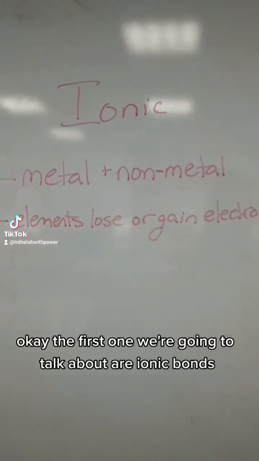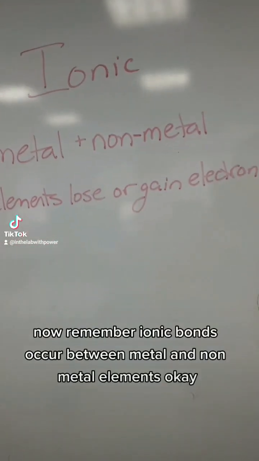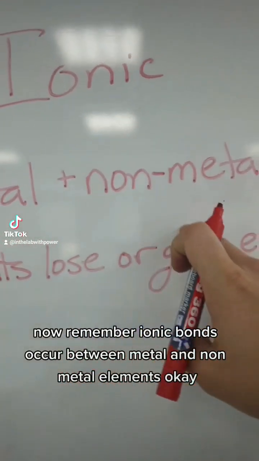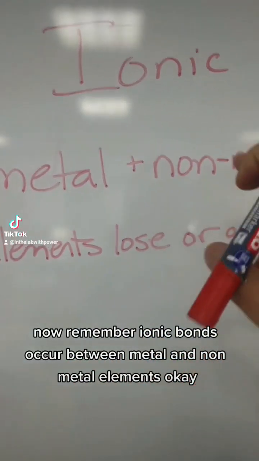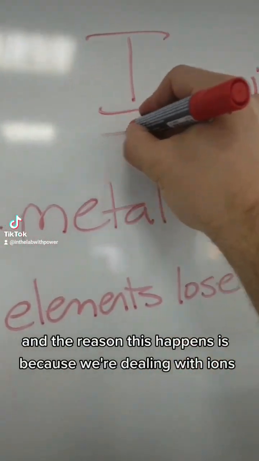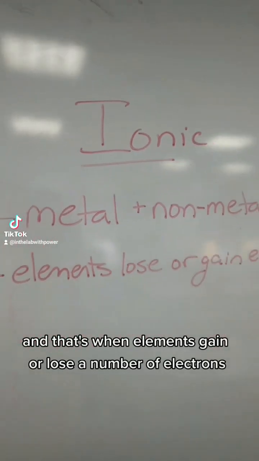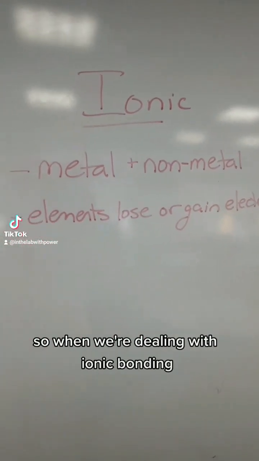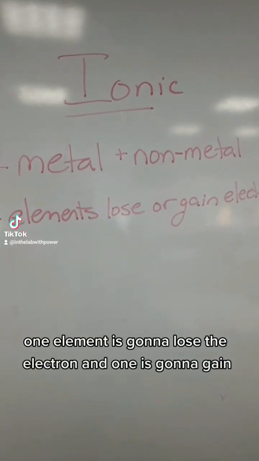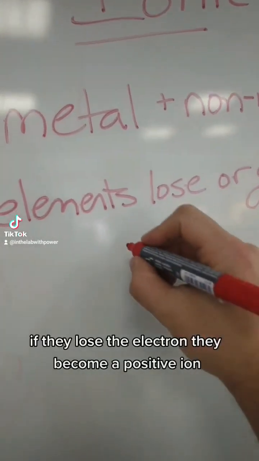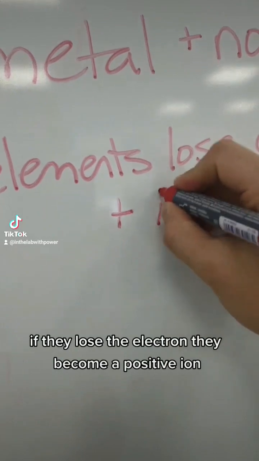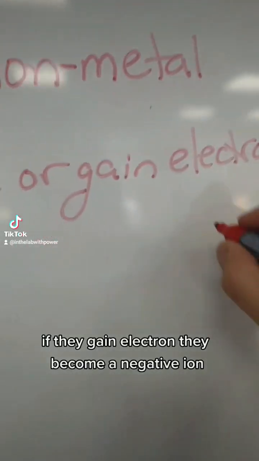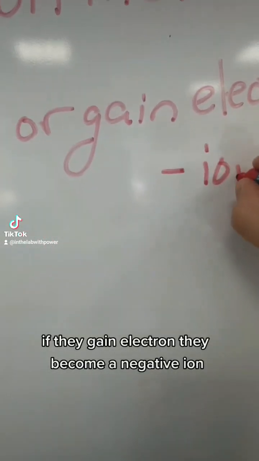Okay, the first one we're going to talk about are ionic bonds. Now remember, ionic bonds occur between metal and non-metal elements. Okay? And the reason this happens is because we're dealing with ions, and that's when elements gain or lose a number of electrons. So when we're dealing with ionic bonding, one element is going to lose the electron and one is going to gain. If they lose the electron, they become a positive ion. If they gain electron, they become a negative ion.